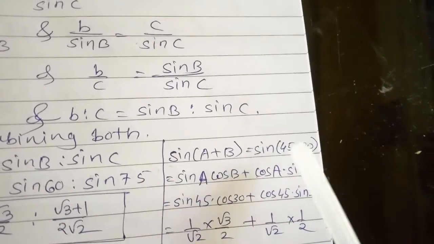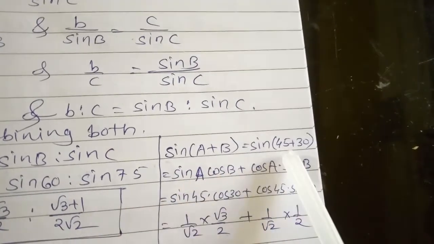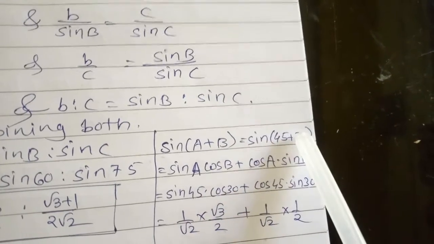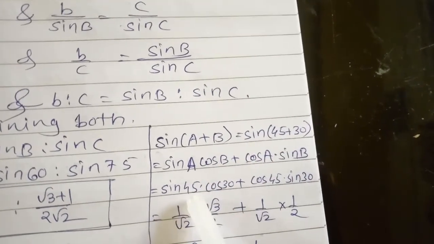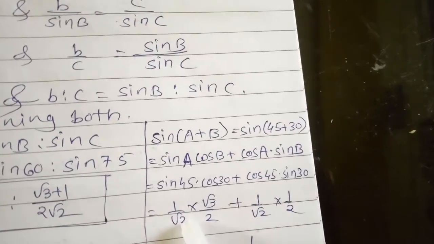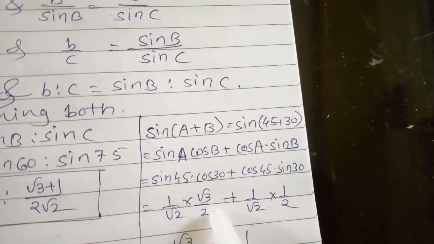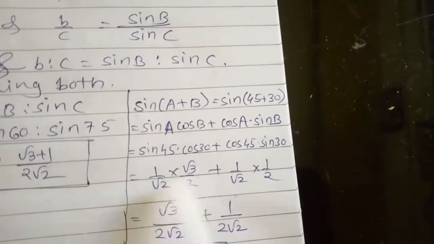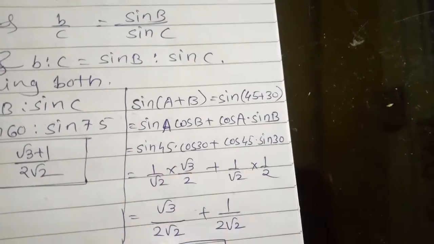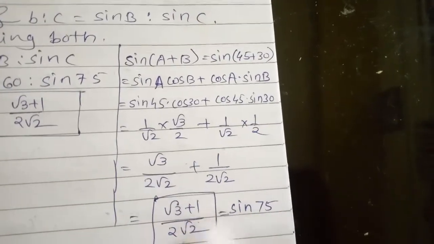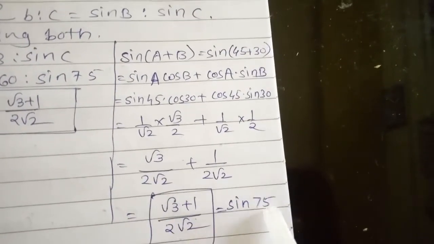So we split this 75 like this, that is 45 plus 30. This one is A and this one is B. We just have to put down the values: sin 45 into cos 30 plus cos 45 into sin 30. You know sin 45 is 1 upon root 2 into root 3 by 2, plus 1 upon root 2 into half. Now we combine root 3 upon 2 root 2 and 1 upon 2 root 2. Since the denominator is the same, we write root 3 plus 1 upon 2 root 2. So this is the answer of sin 75.